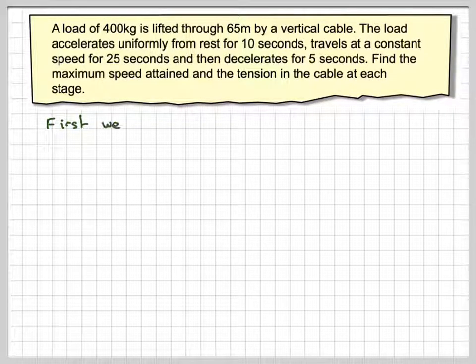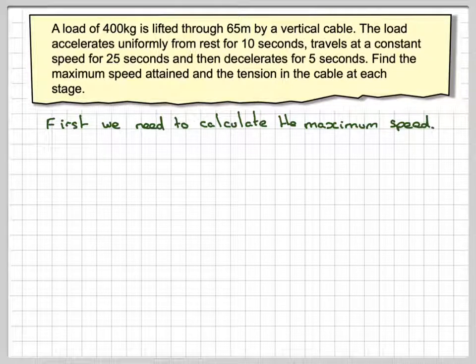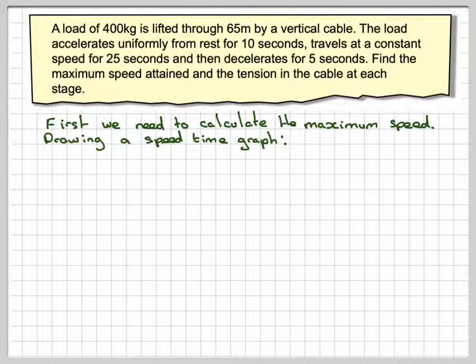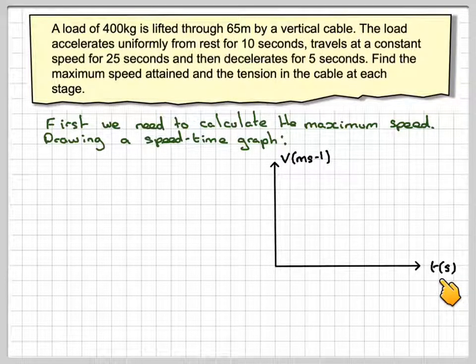So, first we need to calculate the maximum speed. Now, the best method to do this is to draw a speed-time graph. So, drawing a set of axes, we want time on the horizontal axis and v in meters per second on the vertical axis.